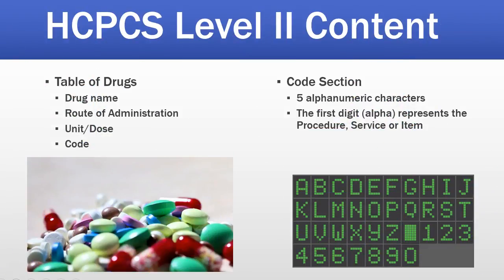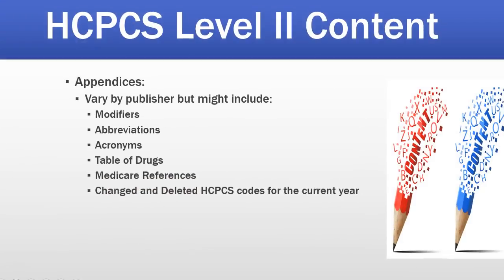Next, we have the table of drugs, and that table would include the drug name, the route of administration, the unit and dose, and then the code. And then next, the code section, which has the 5 alphanumeric characters, the first digit being an alpha representing procedure, services, or the item. And then finally, we have the appendices, and what's included in the appendices is going to vary by publisher, but you might find the following: modifiers, abbreviations, acronyms, table of drugs, Medicare references, and changes and deleted HCPCS codes for the current year.